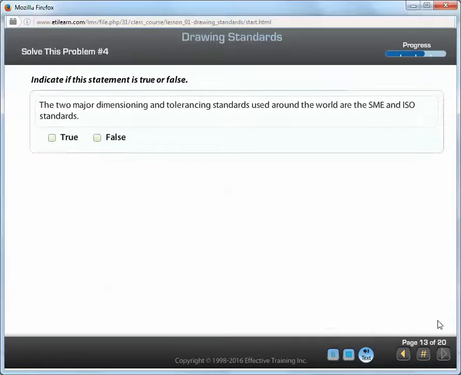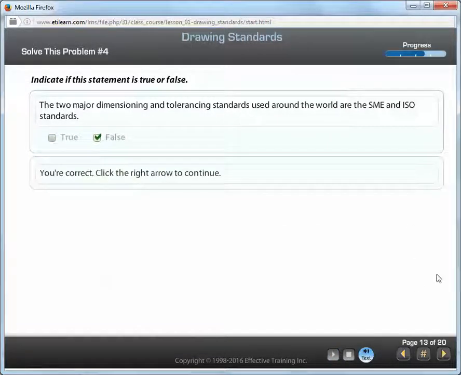The 2 major dimensioning and tolerancing standards used around the world are the ASME and ISO standards. You're correct. Click the right arrow to continue.